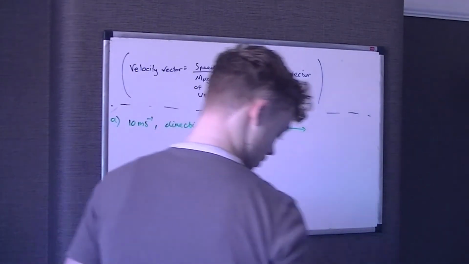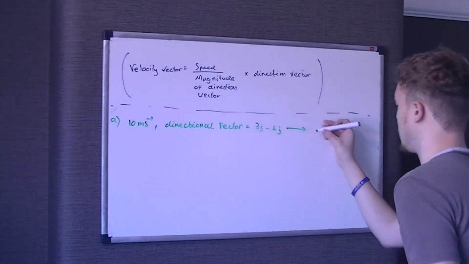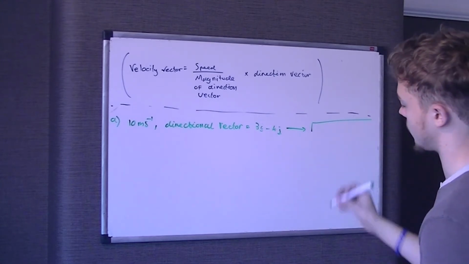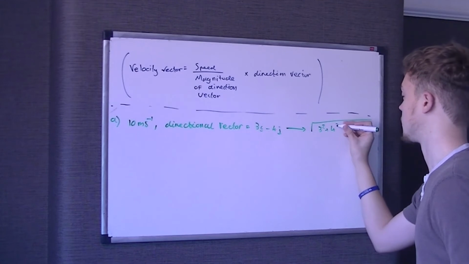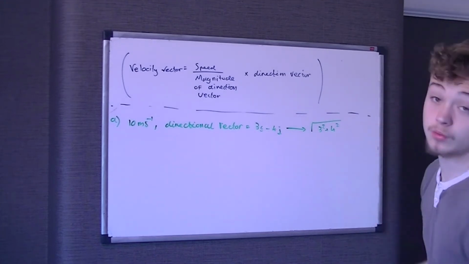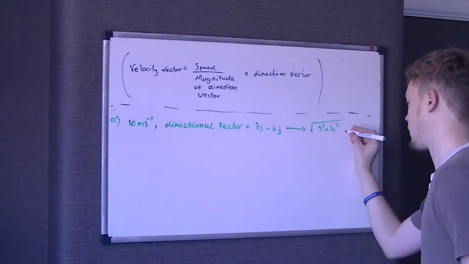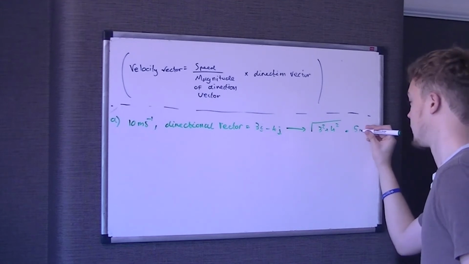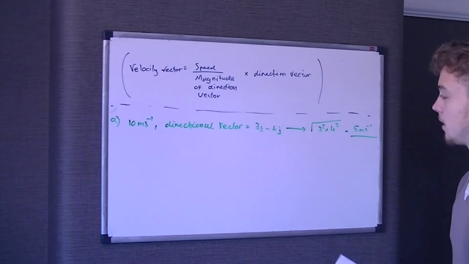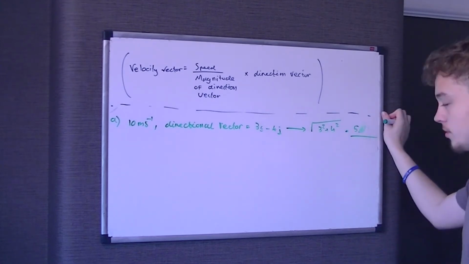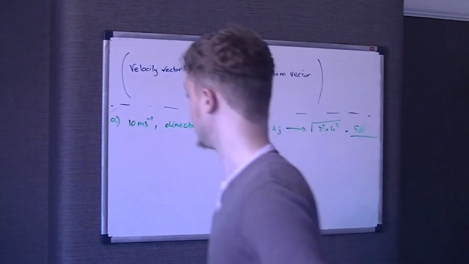So therefore what we do is the standard thing when you work out the magnitude of something. So it's 3 squared plus 4 squared, which is 9 plus 16. 9 plus 16 is 25. Root 25 equals 5. So it's 5 meters per second. Okay, that's the magnitude. You could just put 5, it's up to you.